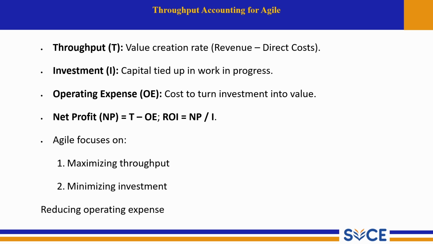Next one is maximize the throughput, deliver more value and faster. Next one is minimizing the investment: reduce the work in progress, avoid waste, reduce the operating expense, and improve the efficiency by removing the unnecessary tasks. So Agile is not only a development approach, it also improves the business performance by focusing on faster value delivery and reducing the waste. So Agile supports strong financial outcomes.